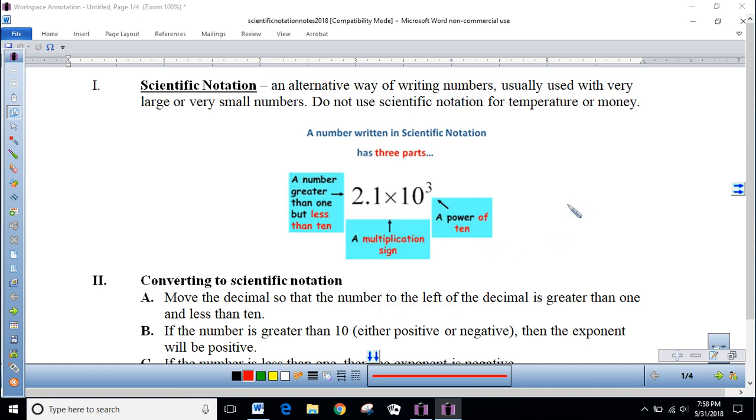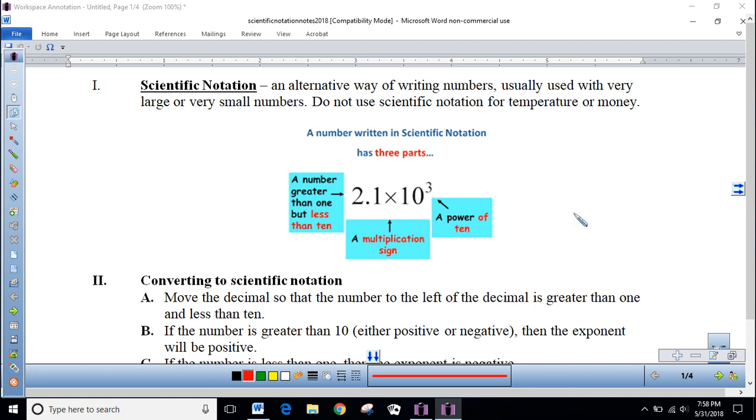Today we're going to talk about scientific notation. We use scientific notation a lot in science, chemistry, and physics for sure. When we're talking about very tiny things or very large things, we don't want to write all those zeros, so we use scientific notation. It just makes math a lot easier, honestly.